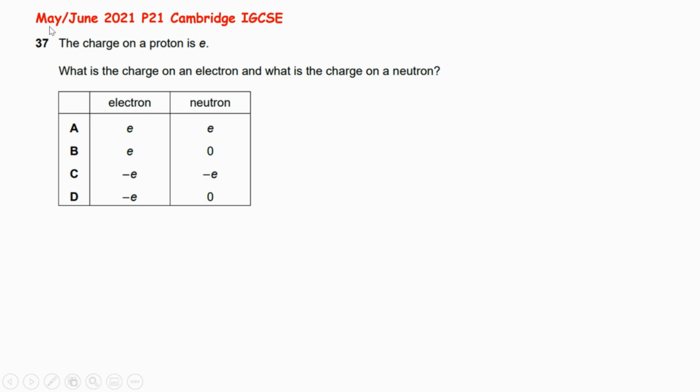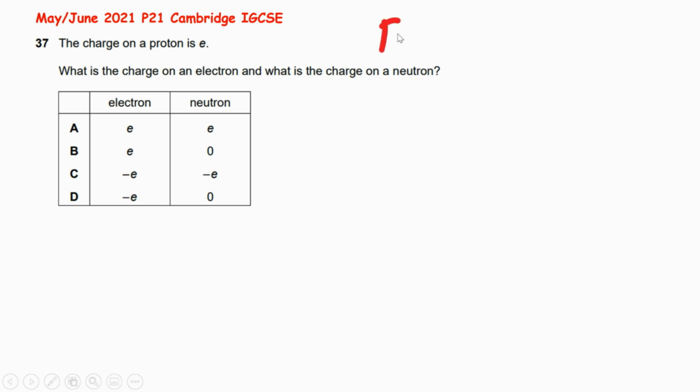Hi everyone, May-June 2021, paper 21, Cambridge IGCSE. One of the easiest questions, easy peasy, man. Question 37: the charge on the proton is E. What is the charge on an electron and what is the charge on the neutron?